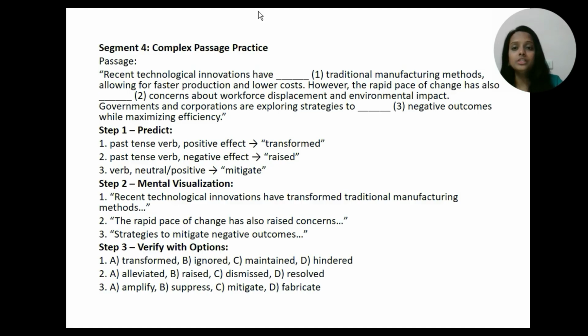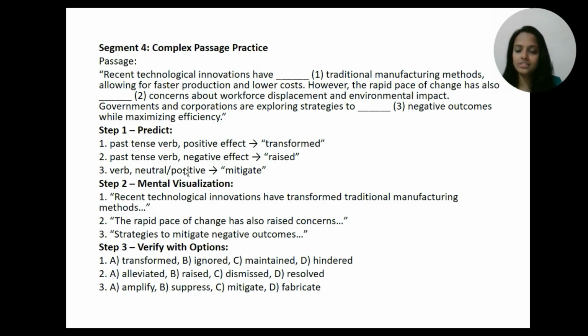And for the second blank, the tense is past tense, verb, and it's a negative effect, raised, right? You can just think of that word raised. I'm just giving you an example. And then you have to do the mental visualization. The rapid pace of change has also raised concerns. And step 3, verify with the options. So we have the options alleviated, raised, dismissed, resolved. So you know which one fits exactly. Raised.